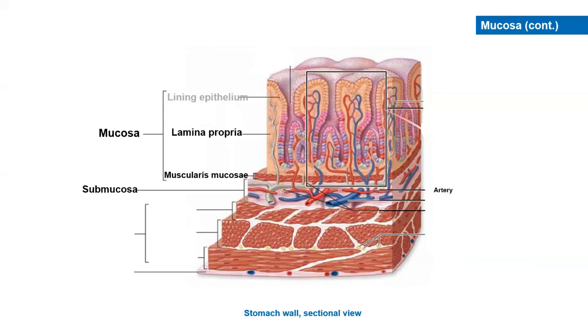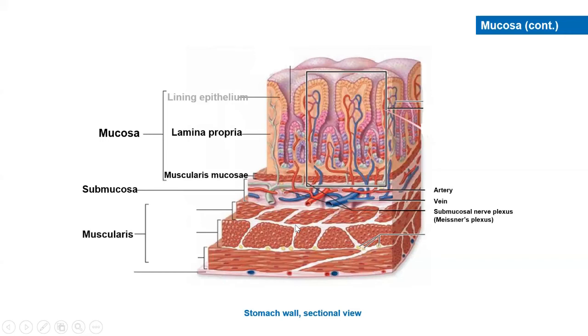And this layer contain blood vessel, artery, vein, and also the submucosal nerve plexus. Another name of this nerve plexus is Meissner's plexus, and these nerves provide innervation and the blood vessels, regulate the blood flow, also innervate muscularis mucosa.